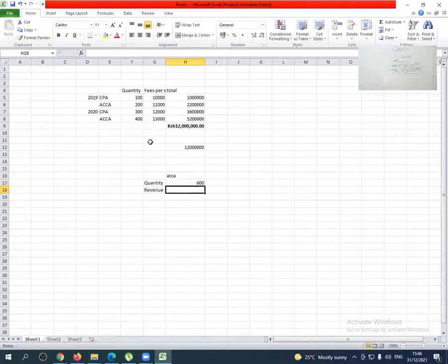So when I say enter, I'm able to see straight away this thing telling me how many ACCA students we have. 600. You can count. ACCA in 2019 were 200. In 2020, they were 400. This is why, ladies and gentlemen, we need Excel. What if I wanted to know revenue? Revenue is price times quantity.